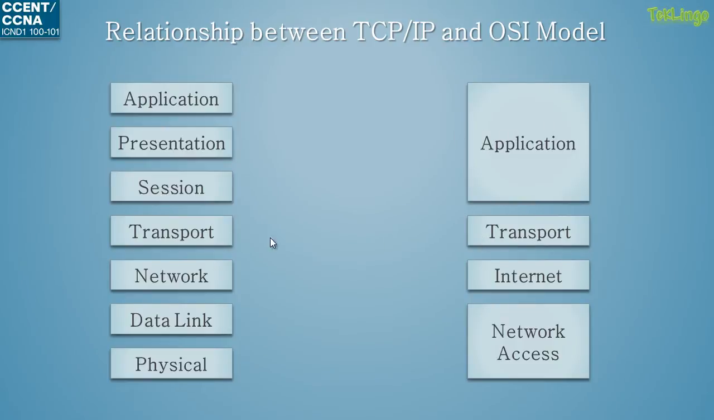Transport layer stayed in both models. Network layer in the OSI model became the internet layer. Data link and physical layers in the OSI model were boiled down to one layer called the network access layer in the TCP/IP model. But even today, the OSI model is still used to describe network communication.